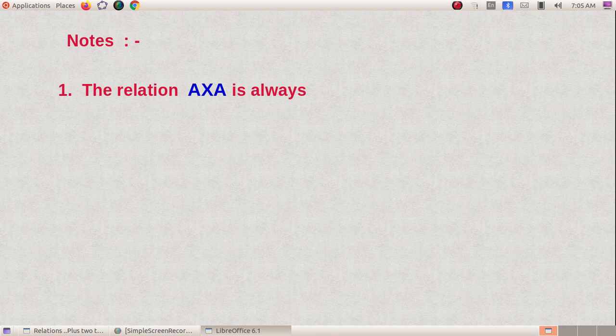Now let us write some notes. First one, the relation A cross A. Is it symmetric? Sure, because A cross A contains every element.